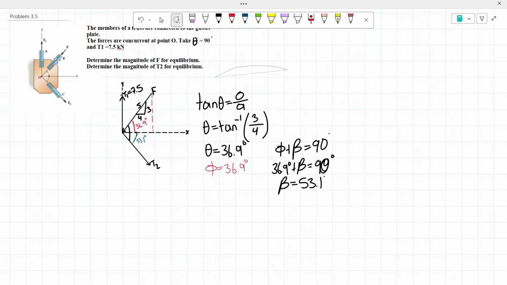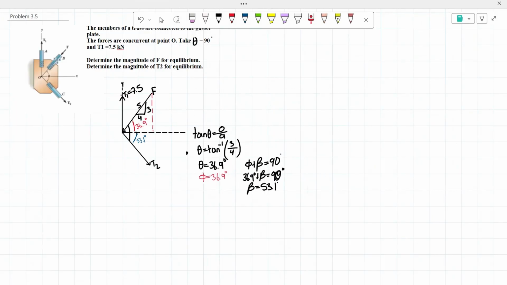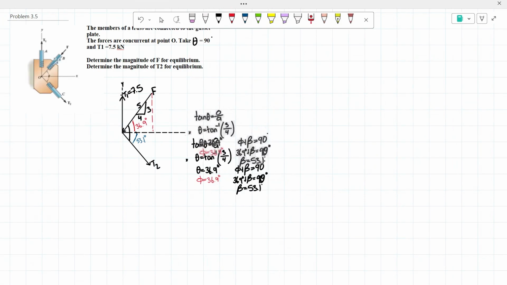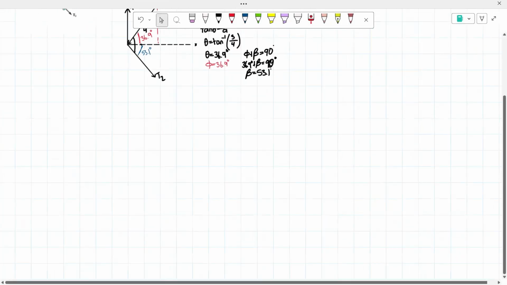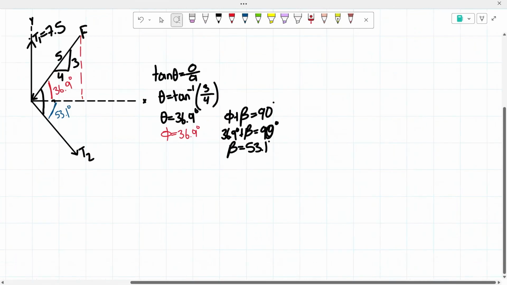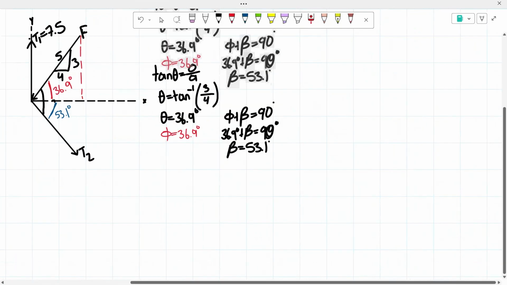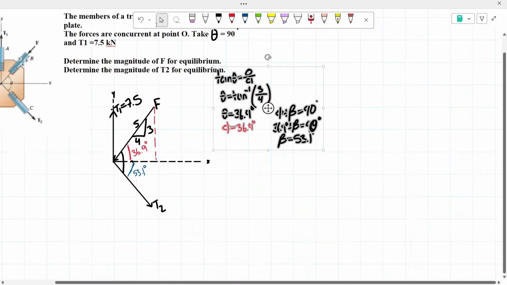So now that we found that, the next step is to remember that it says to determine the magnitude for F and T sub 2 so that they could be in equilibrium, which is why the next step is we're going to be using our equilibrium equations to be able to find the magnitude of both of them. So I'm going to start off with our x components. We're going to move this more up here just to make space.